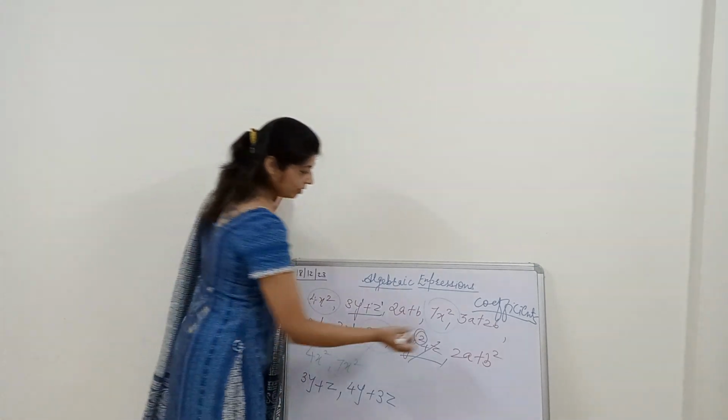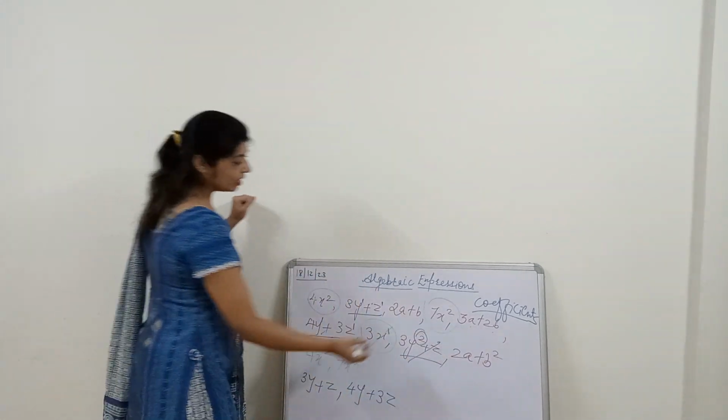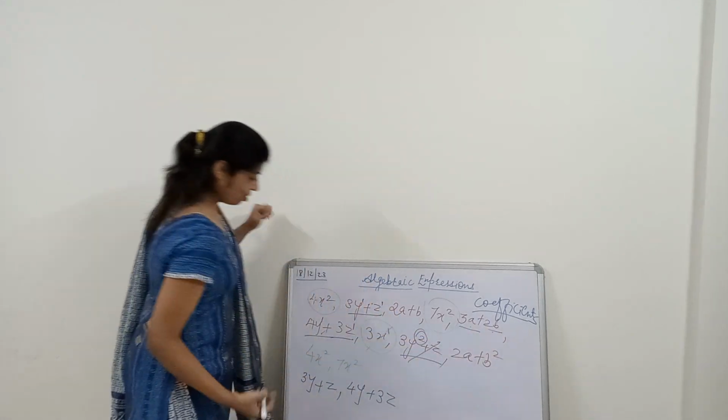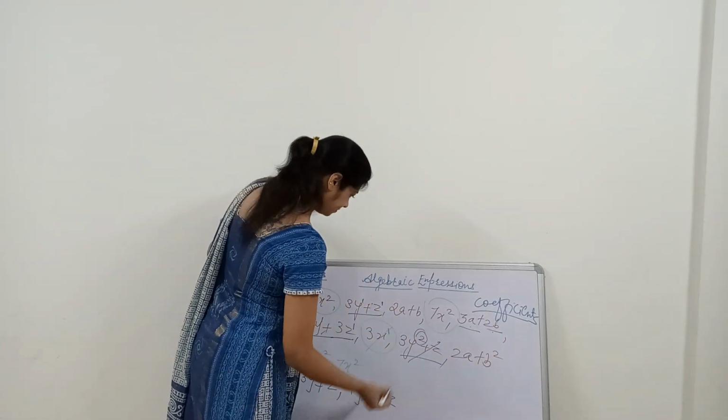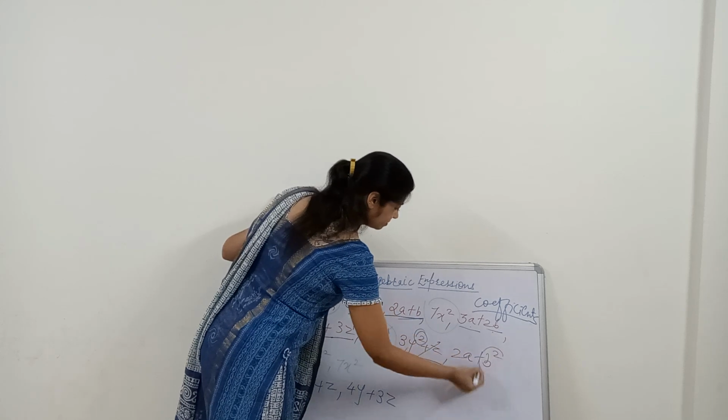Now coming to this one, this is a and b. a has power 1 and b also. So let's check where we get it. Here, again it is b squared. So no.